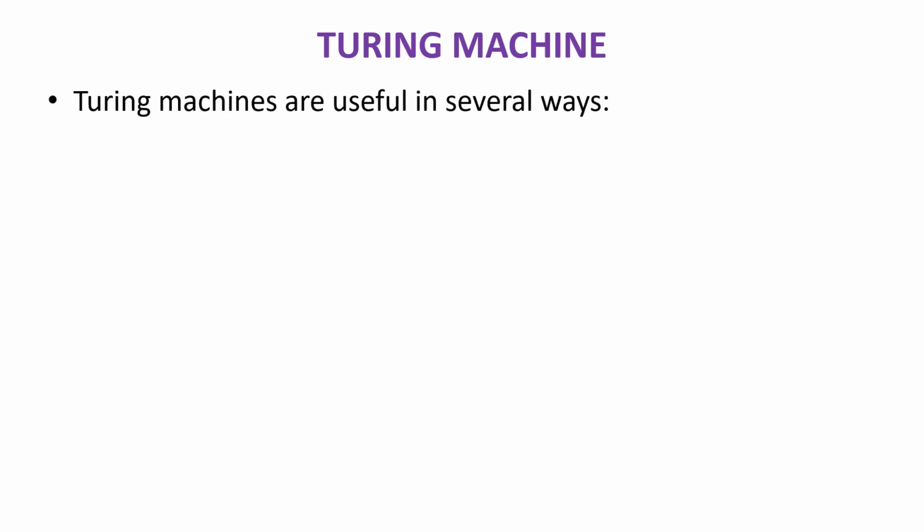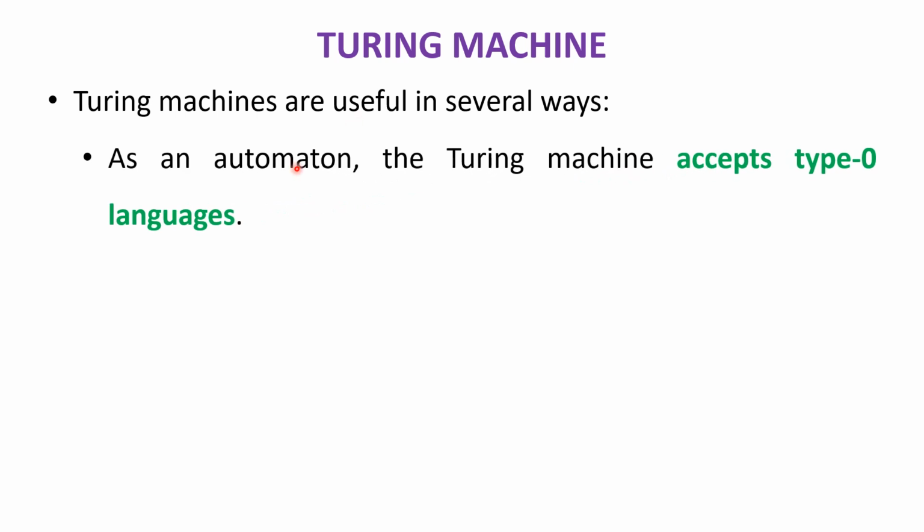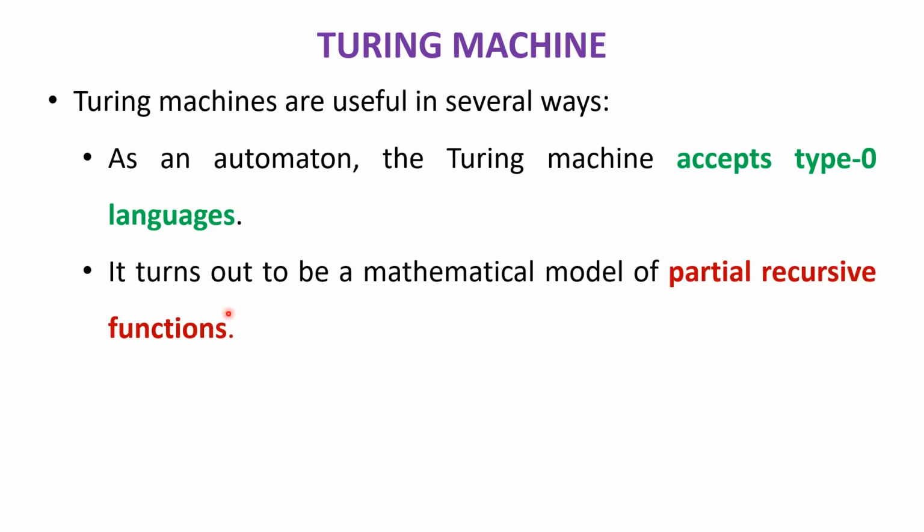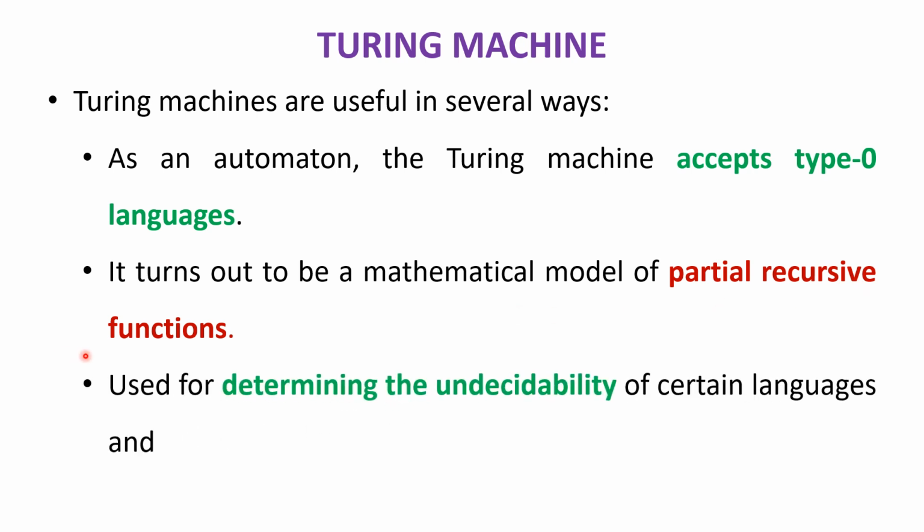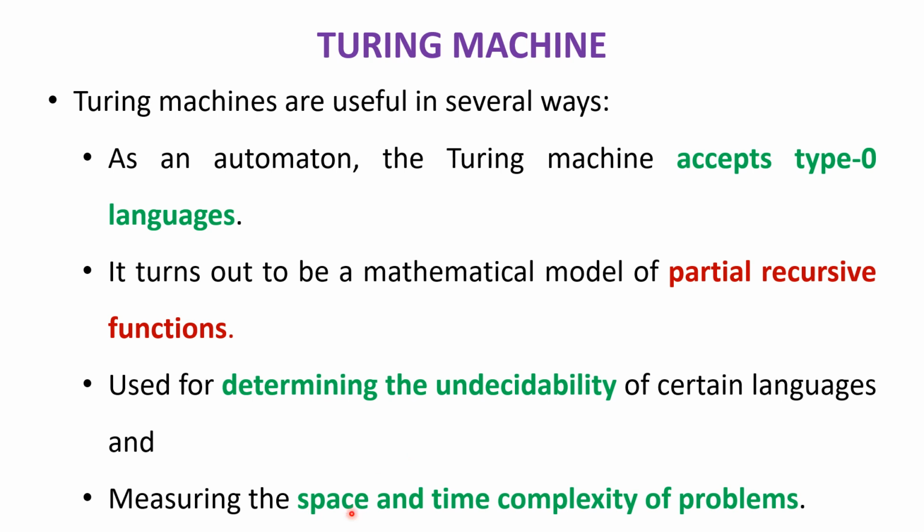Turing machines are useful in several ways. As an automaton, the Turing machine accepts type 0 languages. It turns out to be a mathematical model of partial recursive functions. It is used to determine the undecidability of certain languages. And it is used to measure the space and time complexity of problems.